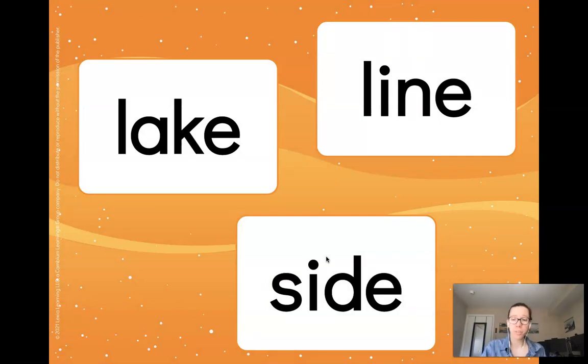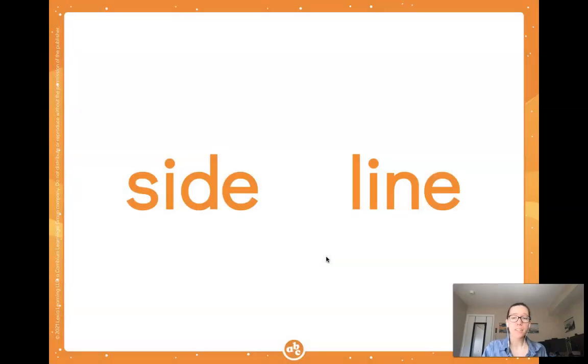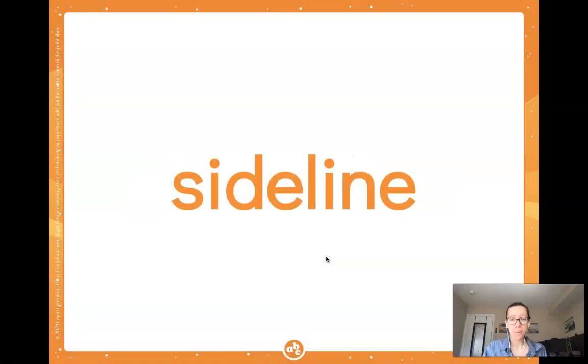Listen as I use two different words in this sentence. He has to sit on the sideline. Good, I used the word side and line. He has to sit on the sideline. When we take the words side and line and put them together, we get the new word sideline. Let's count the syllables in sideline. Side, line. Good job. Both of the syllables in the word sideline are silent E syllables. The word side and the word line both have a silent E and a long vowel.